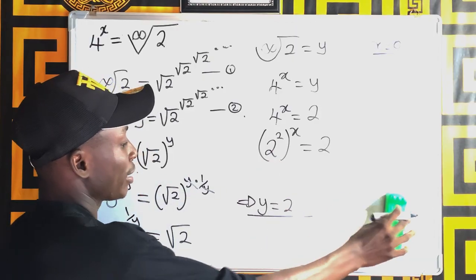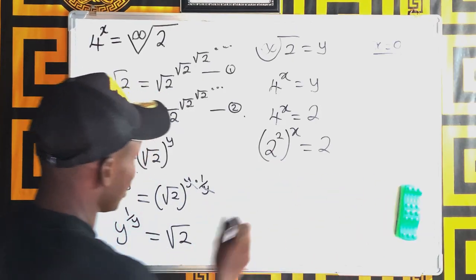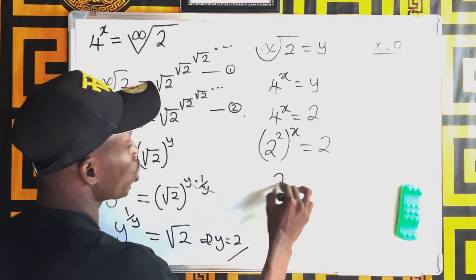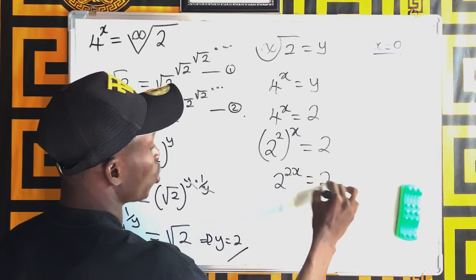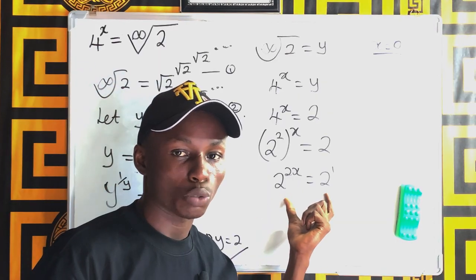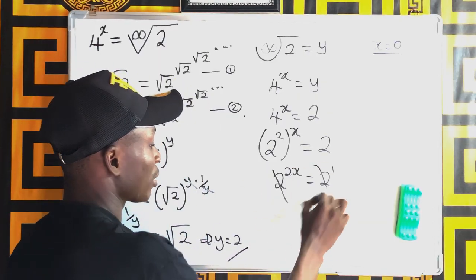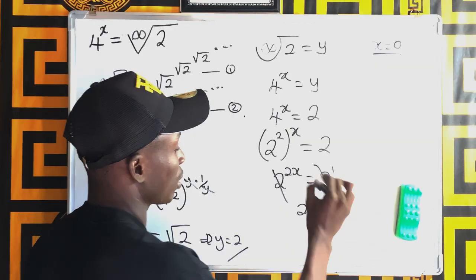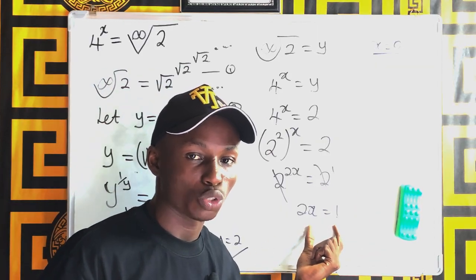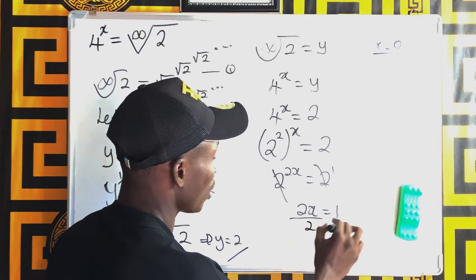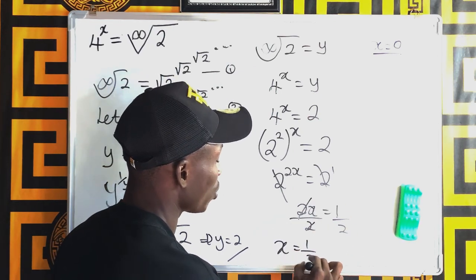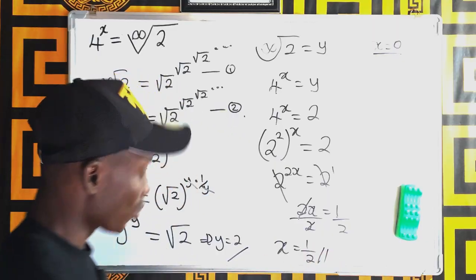Then the index inside the parentheses can multiply the index outside. So that means 2 raised to 2x is equal to 2. The power here is 1. Now, since the bases are the same, we can do without them and equate the powers. So 2x is equal to 1. For us to have the value of x, I have to divide both sides by the coefficient of x, which is 2. If we divide here by 2 and here by 2, the 2s cancel out. So x is equal to 1 divided by 2, which is the solution to this question.